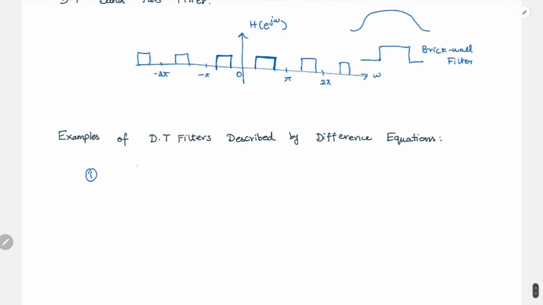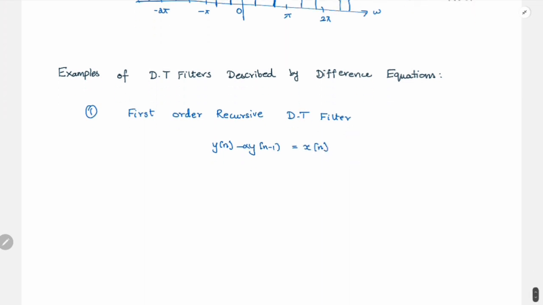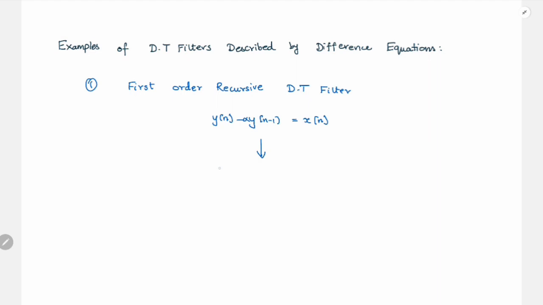So let us look at an example of a first order recursive discrete time filter. So I can take a difference equation representing this. Let me put alpha here. Then this is equal to x of n. So now if I give an input to my system such that x of n is equal to e power j omega n, then my output y of n will be nothing but h of e power j omega n, right?